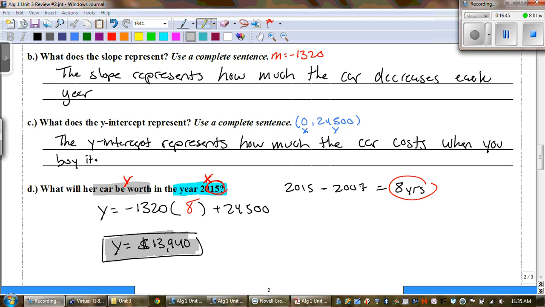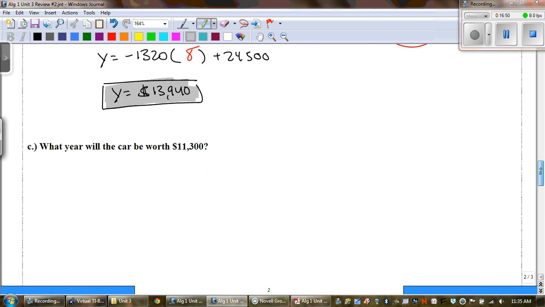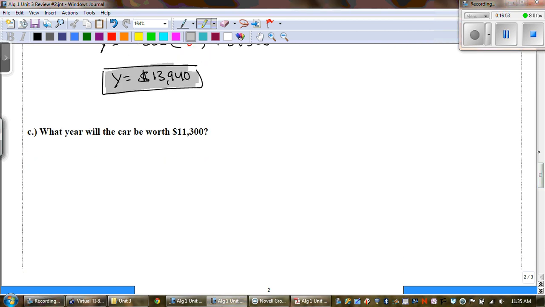Okay, you should get $13,940. And now the last part is saying what year will the car be worth 11,300? So what year will it be worth? So what year is X, and that's our Y. Okay, so we got 11,300 equals negative 1,320X plus 24,500. Okay, so let's solve.